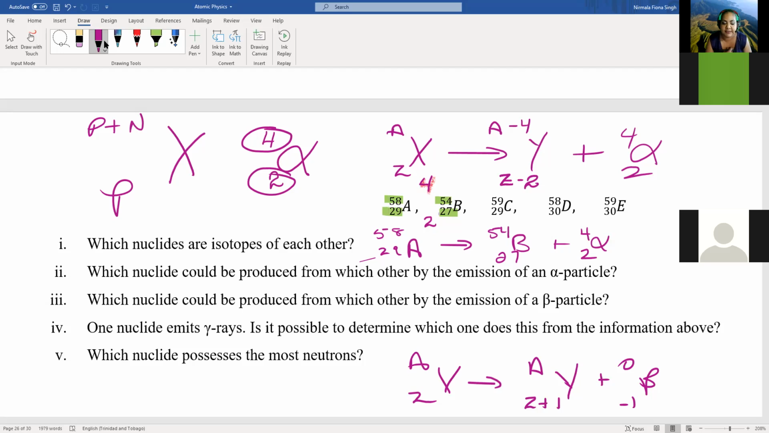So how do we get the daughter nuclide of something that underwent beta decay? Which of those nuclides has the same mass number but an atomic number that increased by 1? Which pair? You all look at them and tell me. C and E.